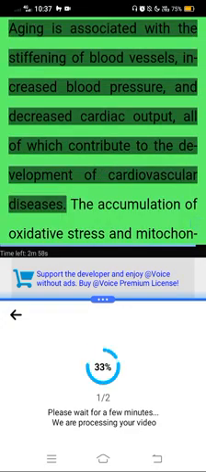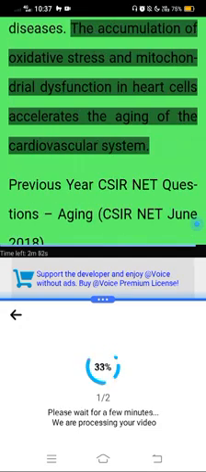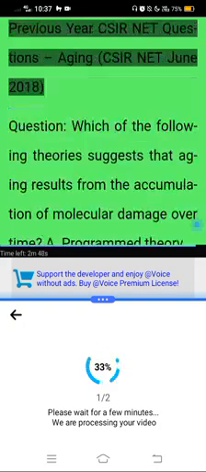Aging is associated with the stiffening of blood vessels, increased blood pressure, and decreased cardiac output, all of which contribute to the development of cardiovascular diseases. The accumulation of oxidative stress and mitochondrial dysfunction in heart cells accelerates the aging of the cardiovascular system.